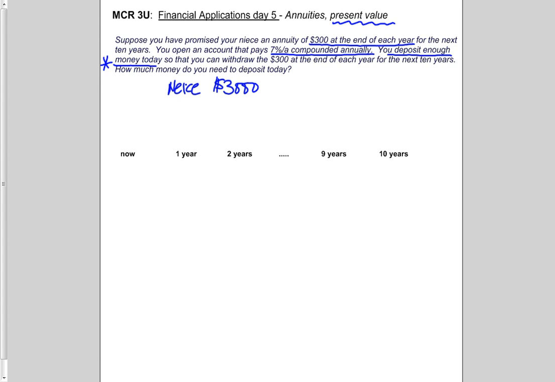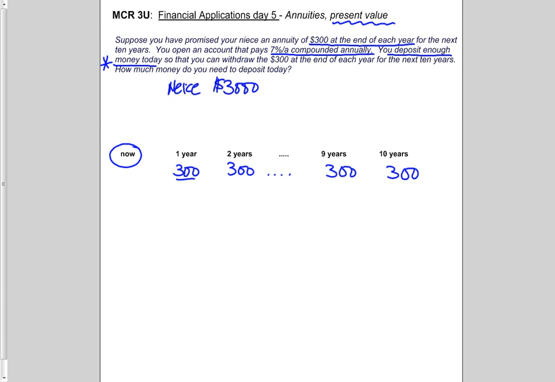In this case, I think a diagram might help. So, the question we have is how much money you put in now so that in 1 year she can take out $300. The year after that she can take out $300 and so on, $300, $300. How much do you have to put in right now so that she can have $300 a year from now? Slightly less than $300. How could we figure that out?